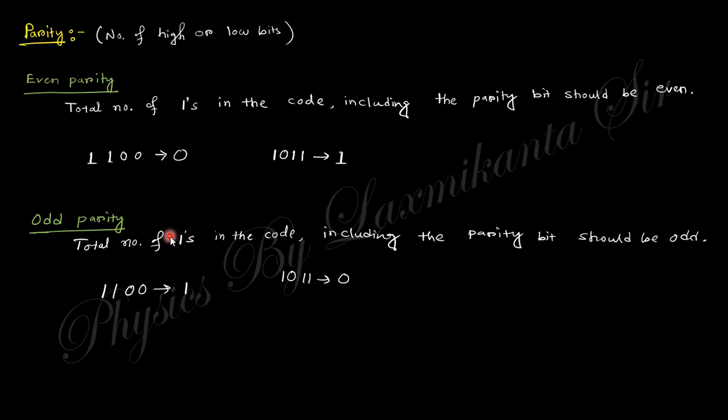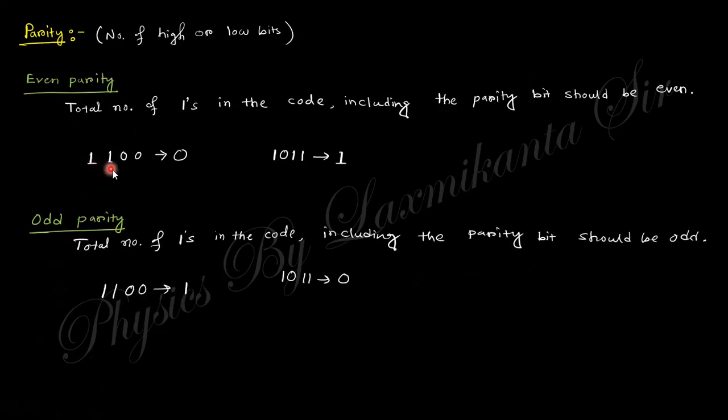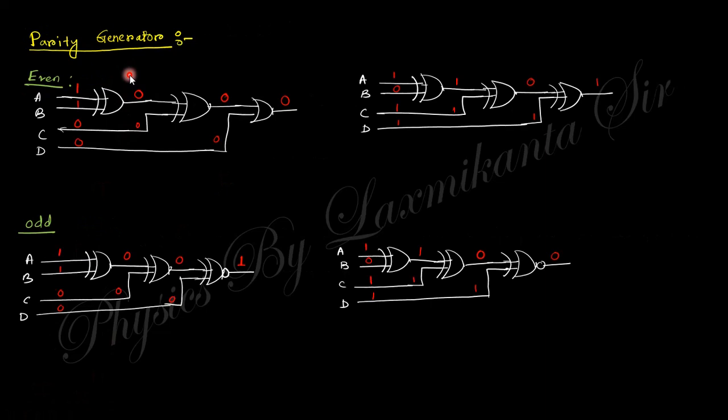I think you are clear about the two basic parity types, even parity and odd parity. Next is the parity generator. What do we mean by parity generator? That means how we can generate the parity. For example, for 1100, its parity is 0, and for 1101, its parity is 1 for even parity. So we need to generate this parity bit by using an XOR and XNOR circuit.